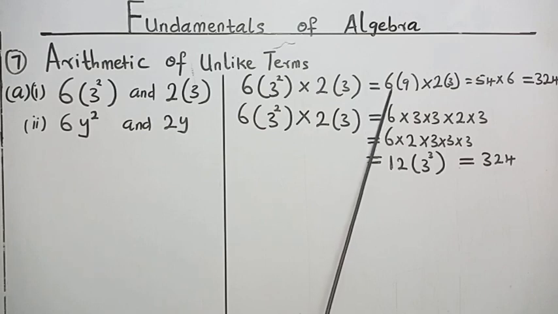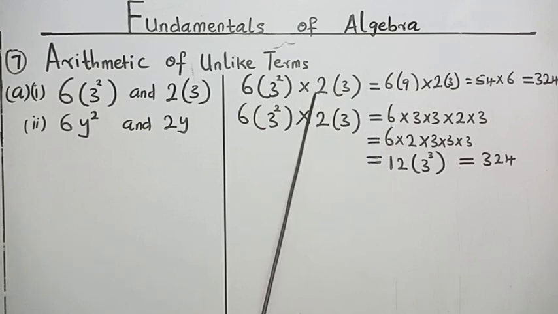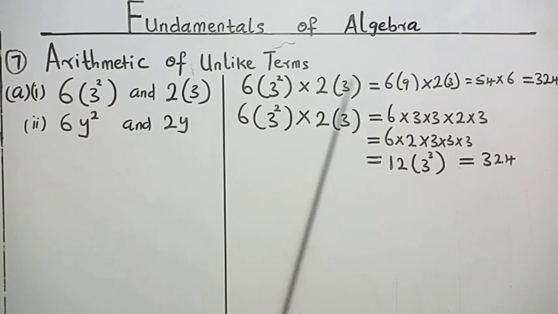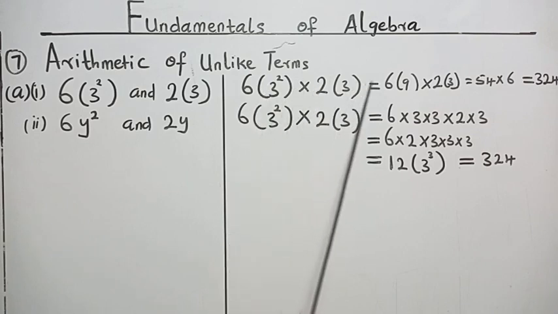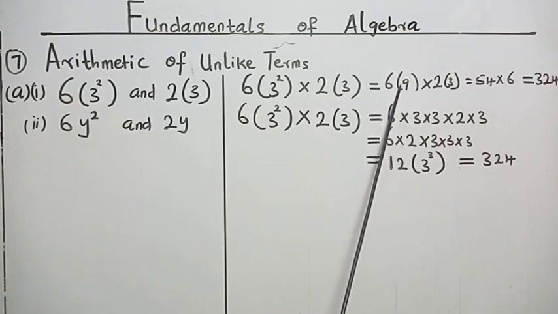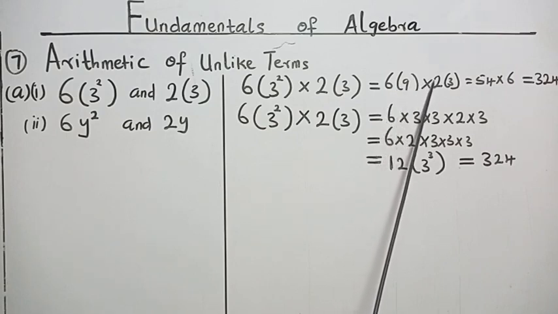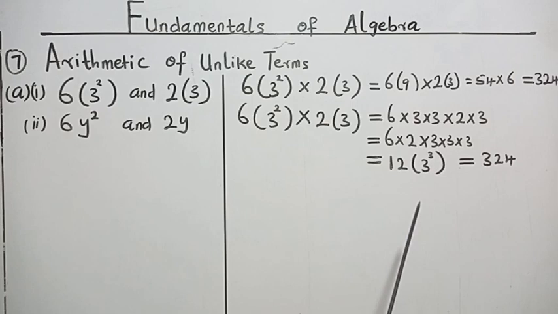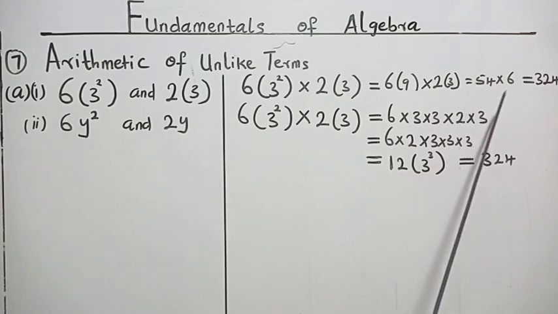And that will give us first 6 bracket 9. Then times the next number, which is 2 bracket 3. So this times this has become 6 bracket 9 times 2 bracket 3. Still by default, we're supposed to get the value of 6 bracket 9 and multiply it by the value of 2 bracket 3. The value of 6 bracket 9 is 54, and the value of 2 bracket 3 is 6.